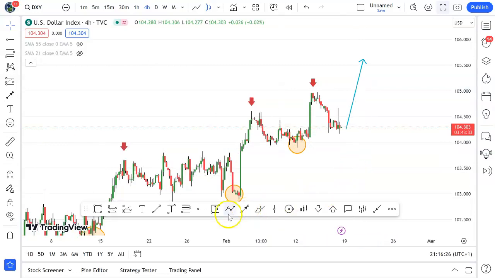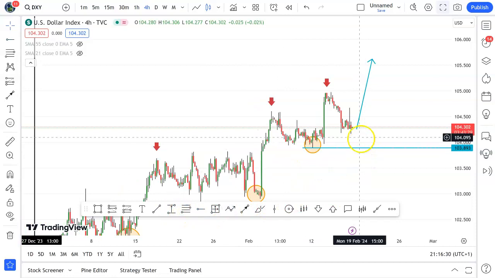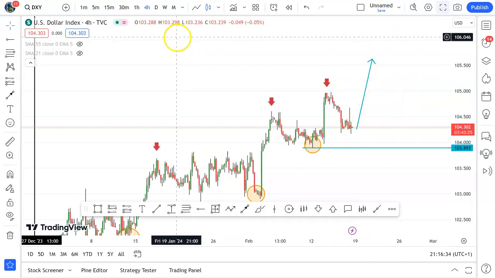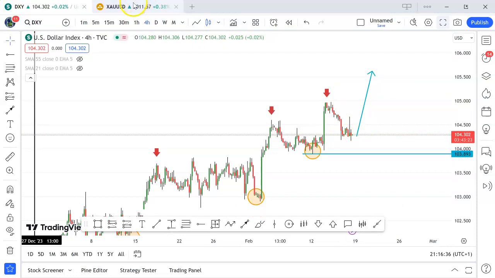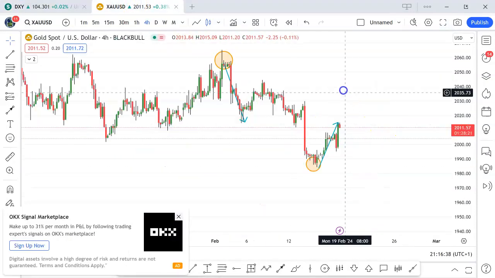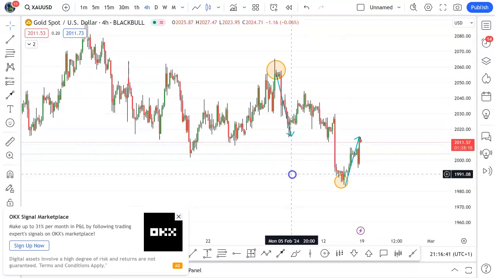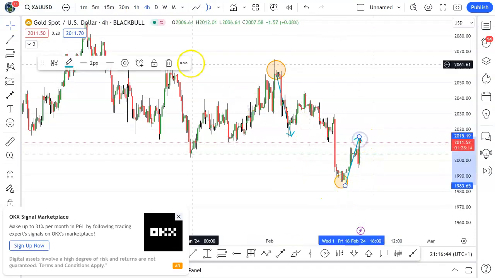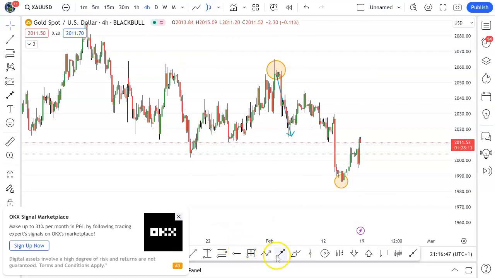Okay, so this is my rough analysis on DXY. Because of what? We are unable to break this current low. We are unable to break it, so I'm expecting price to continue to the upside. Then with this knowledge now, let's check gold. The last low we saw was this. So I'm expecting gold to continue dumping, hopefully next week.